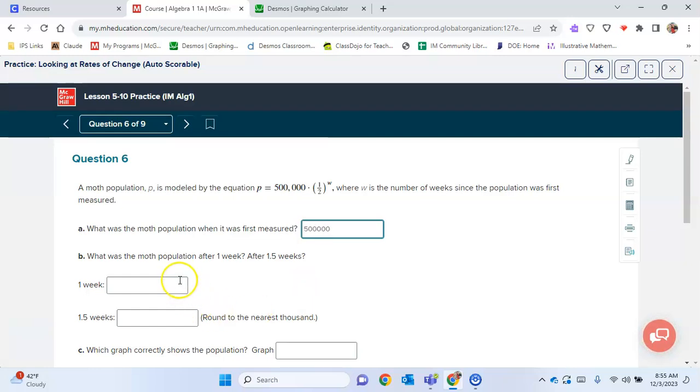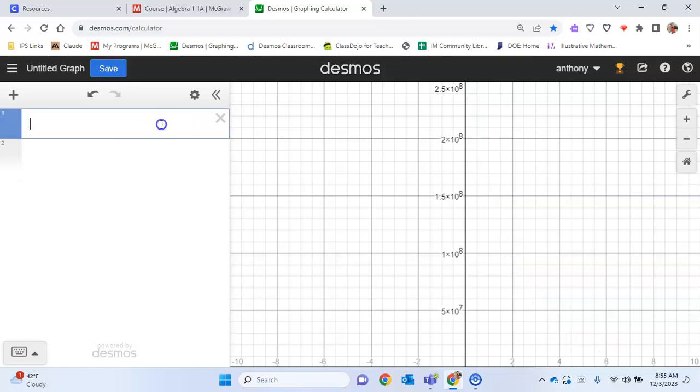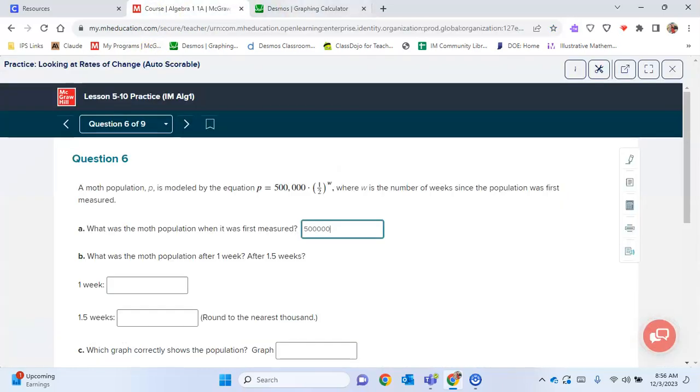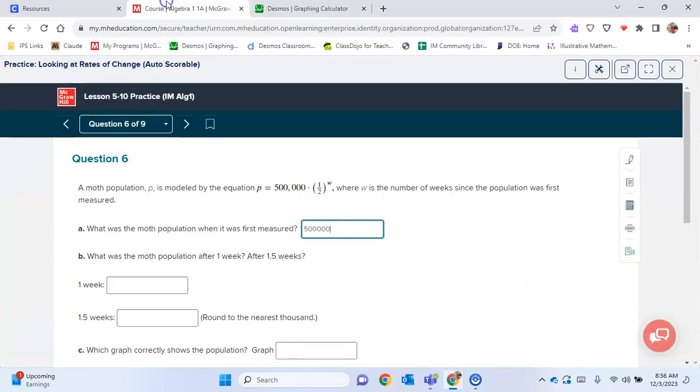What was the moth population after 1 week, after 1.5 weeks? All right, we're going to take the beginning population, 500,000, and multiply that by 1/2 to the number of weeks power, which they wanted to know, which was 1. That'd be 250,000 moths. And what about after 1.5 weeks?